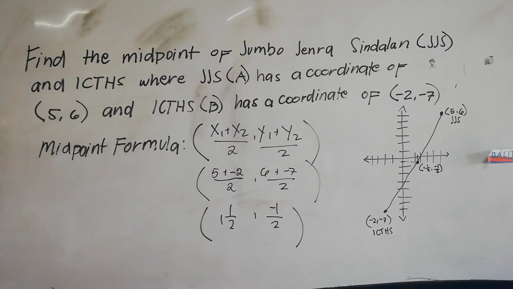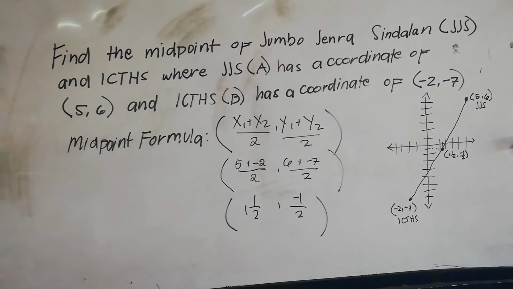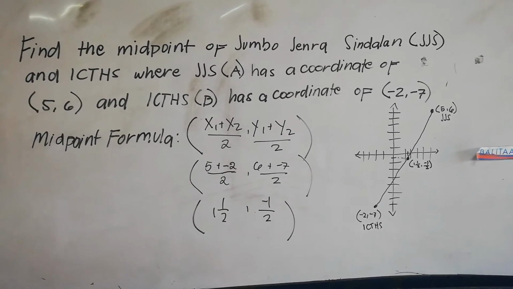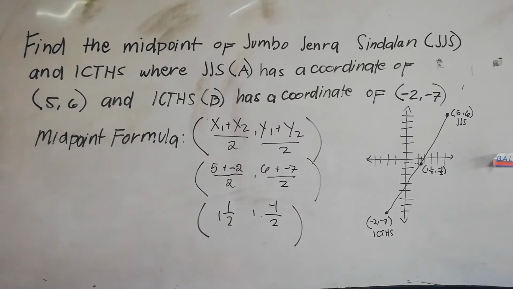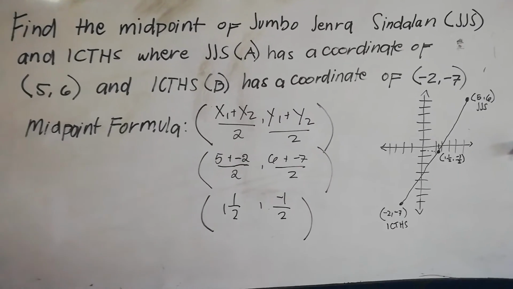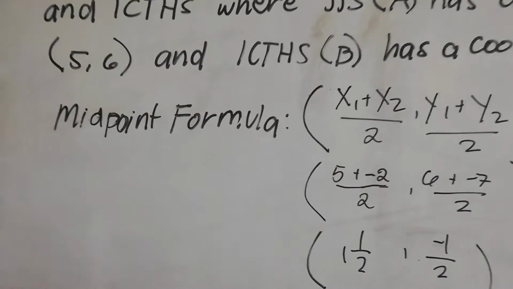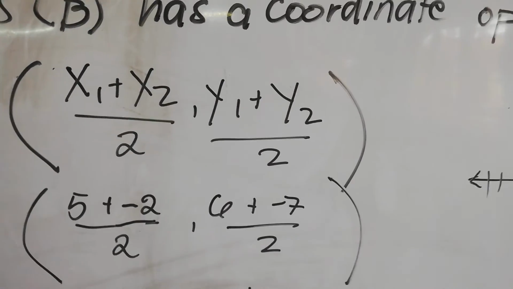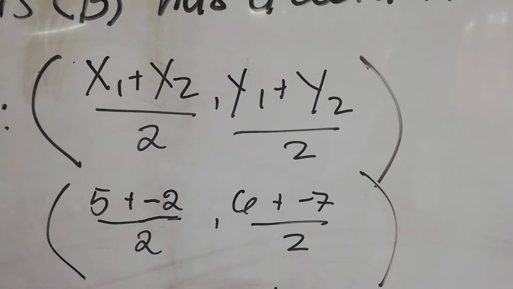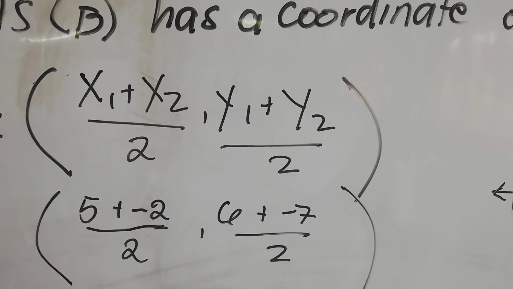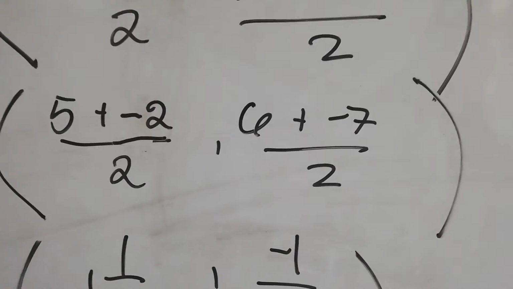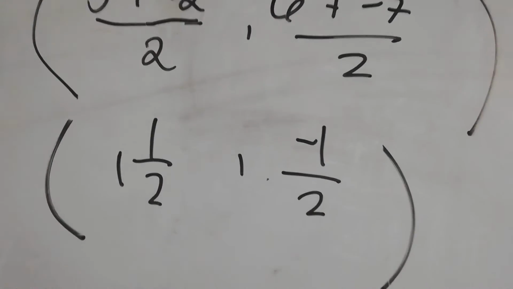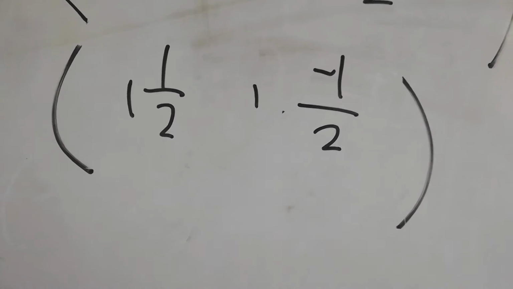Find the midpoint of Jumbo General Sindalan and ICTHS, where Jumbo General Sindalan has a coordinate of 5, 6, and ICTHS has a coordinate of -2, -7. Midpoint formula is x sub 1 plus x sub 2 over 2 and y sub 1 plus y sub 2 over 2. 5 plus -2 over 2, 6 plus -7 over 2. The answer would be 1 and 1/2 and -1/2.